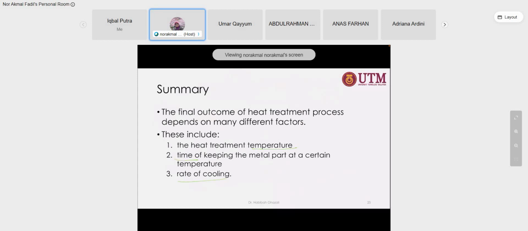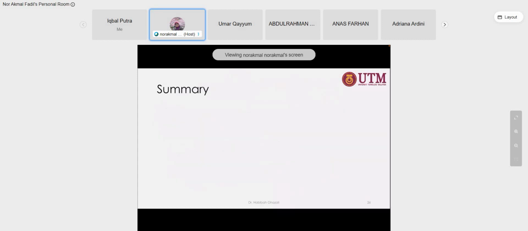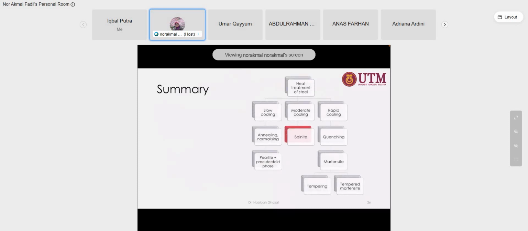I have already mentioned this. Remember this diagram: temperature versus time. Heating at what temperature, soaking how long, and the cooling rate, whether it is slow, moderate, or very fast. If we compare in terms of the microstructure, this is how the process influences the microstructure as well as the properties.